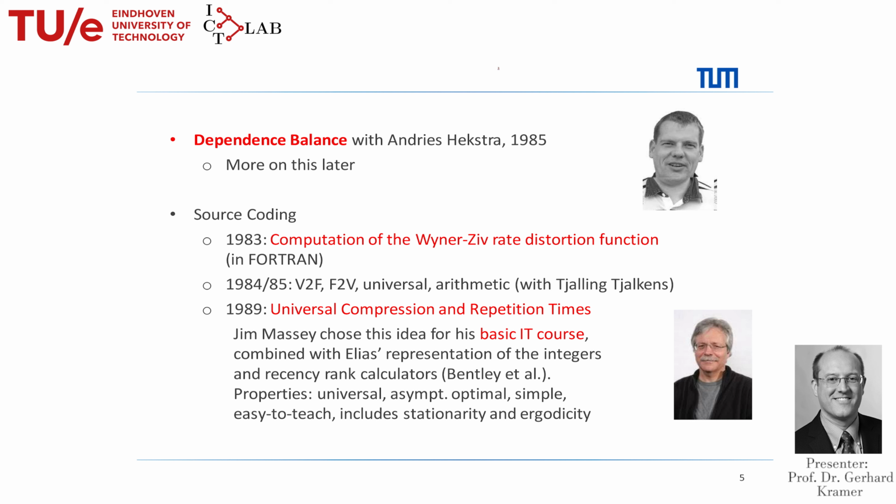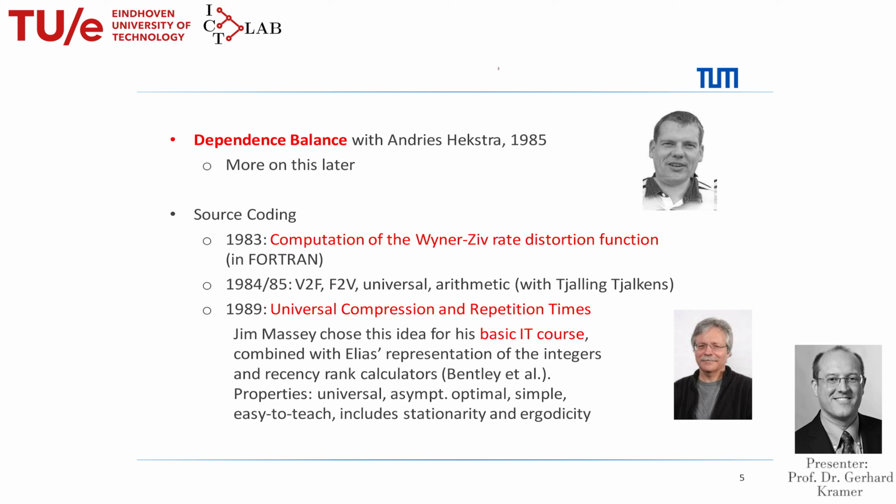So my PhD supervisor, Jim Massey, chose this idea, this paper, for his basic information theory course. And there aren't a lot of results from researchers in that course. I mean, of course, Shannon and Bob Gallager's work on error exponents, but he also chose Frans's paper, which to me was a sign of respect for the clarity, simplicity, and depth of the kind of result that Frans created.